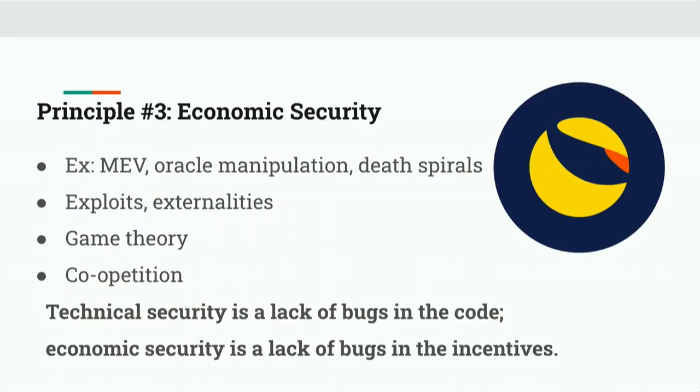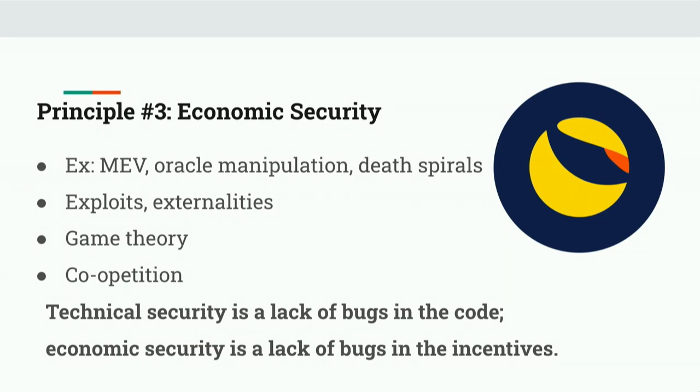And so the third principle deals with that. That's economic security. This is distinct from technical security in that technical security is a lack of bugs in the code and means the code can't be used maliciously. Economic security is a lack of bugs in the system design or in the incentives and the game theory.